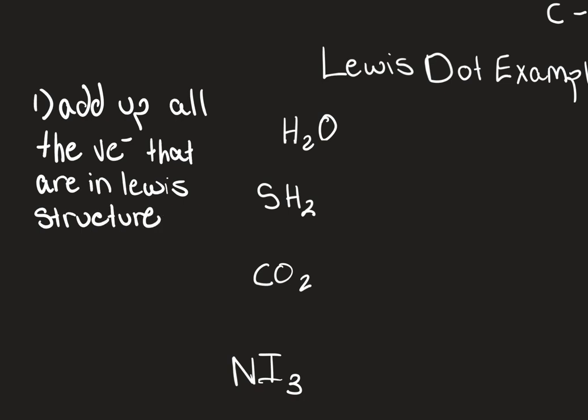This is probably the most important step, because if you forget this step, then you could draw your Lewis structure wrong. You could add more valence electrons, or you could have not enough valence electrons. And the number of valence electrons in the Lewis structure also determines how many single, double, and triple bonds will end up being in the structure as well.